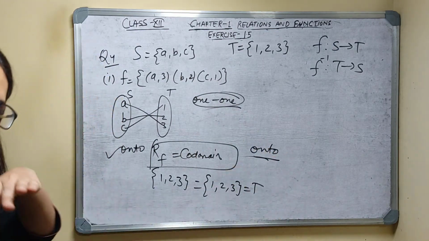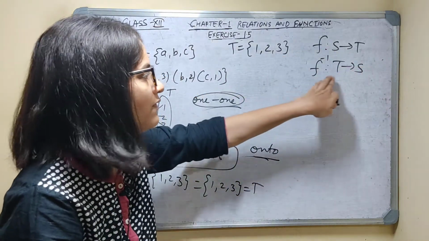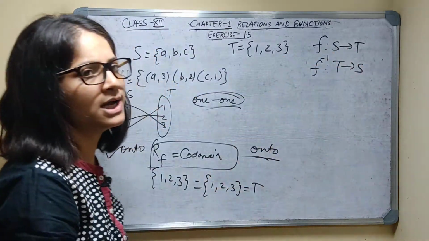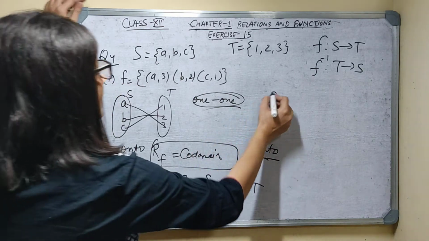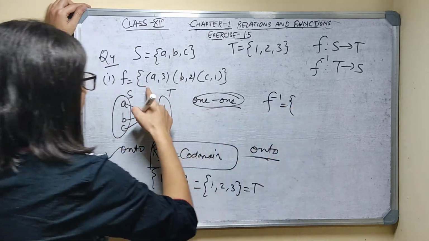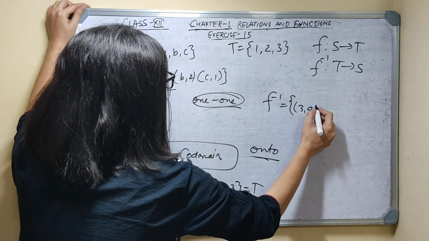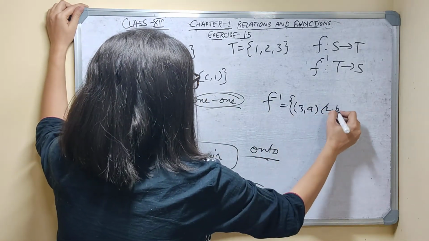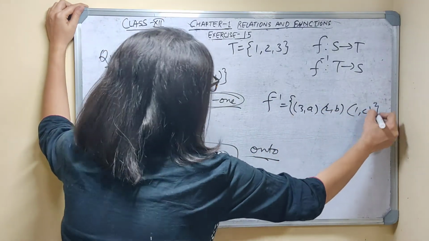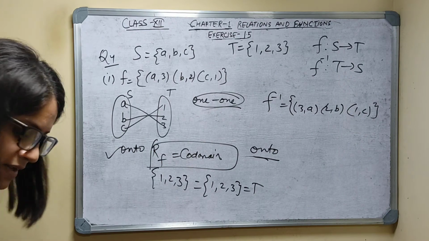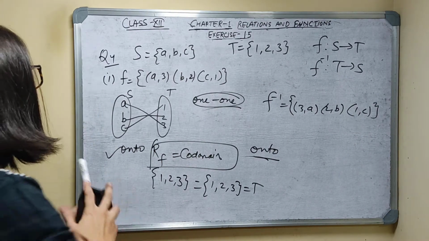Onto also means F inverse is possible. If F is from S to T, F inverse is from T to S. So A3, B2, directly I can write F inverse. That will be A, 3, so it is 3, A. B, 2, so 2, B. And C, 1, so 1, C. Like this you can write. Is it clear? Now second part.